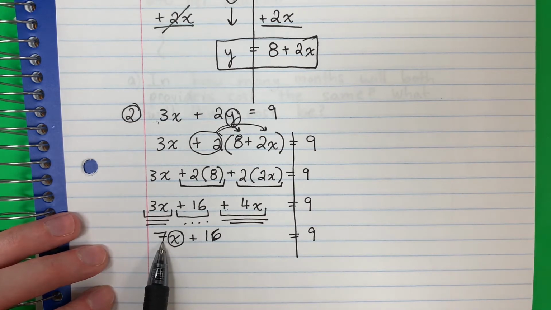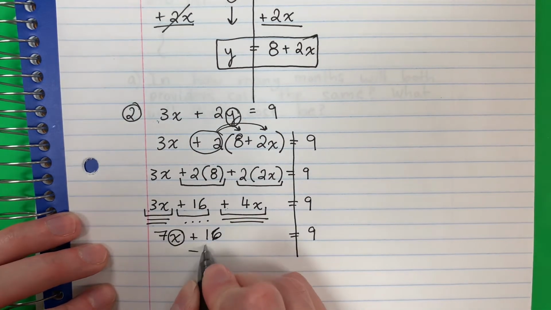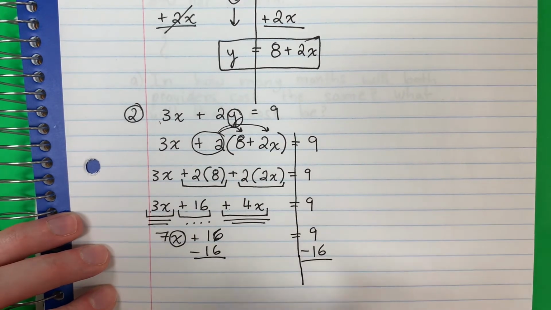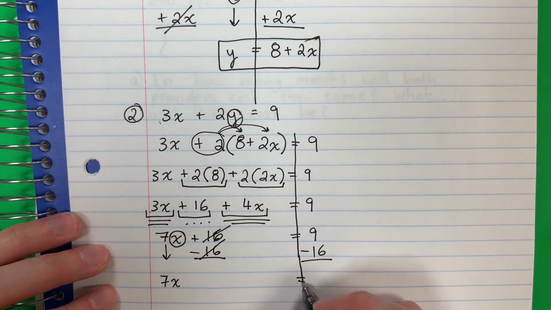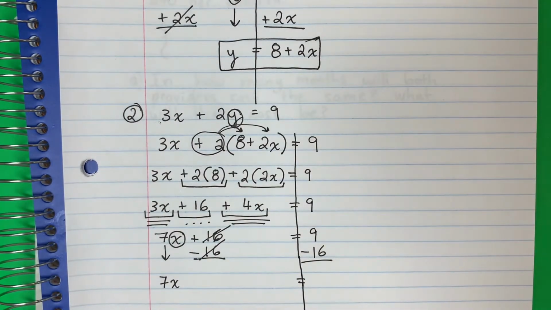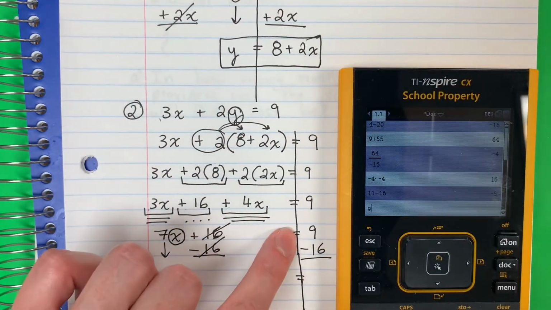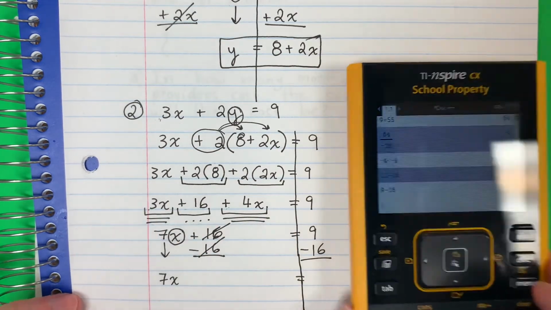Si muevo el 7, el x va a mover. Es algo que no quiero. So I'm going to move plus 16. The opposite of plus is minus. So minus 16, copy, minus 16. 16 minus 16, cancel, copy. 7x equals 9 minus 16. 9 menos 16. Let's see. A ver. 9 minus 16 is -7, negativo 7.